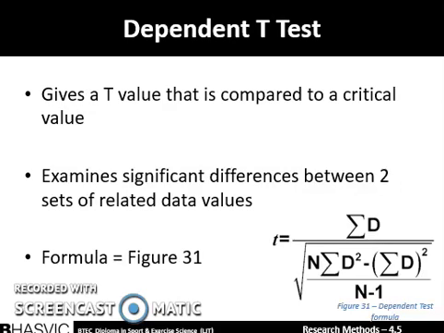The formula that is used for the dependent t-test can be seen in figure 31, where the top line is equal to the sum of all the differences between scores. This is then divided by the square root of the number of paired scores multiplied by the sum of all difference squared values, take away the sum of all difference values squared, divided by the number of paired scores minus 1.